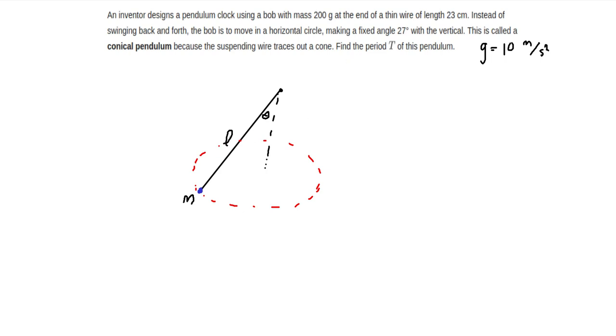So first we need to figure out the velocity. How fast is this mass going? Because that could tell us how quickly it goes one lap. Specifically, we want to know the angular velocity, how many radians per second it is going, because then we can just divide 2 pi by that angular speed, and that gives us T.